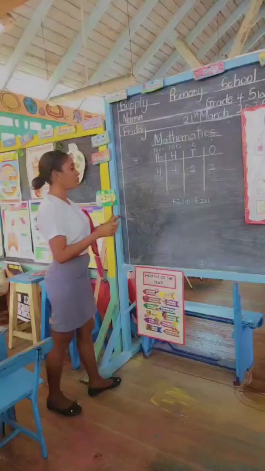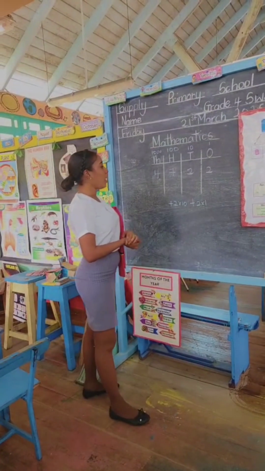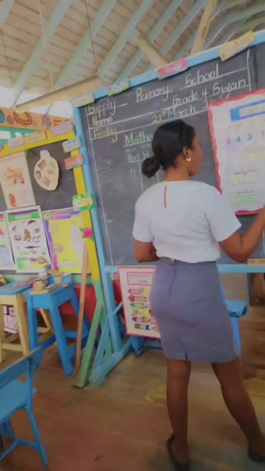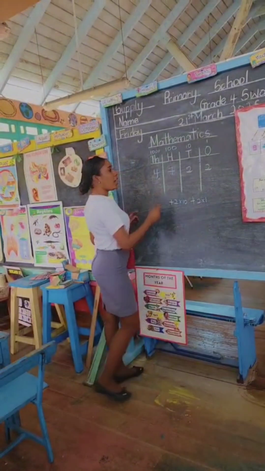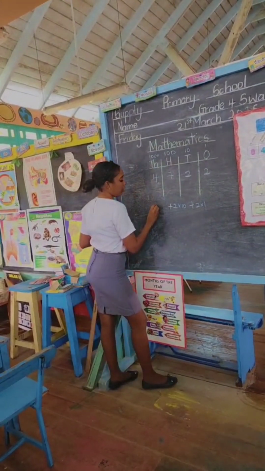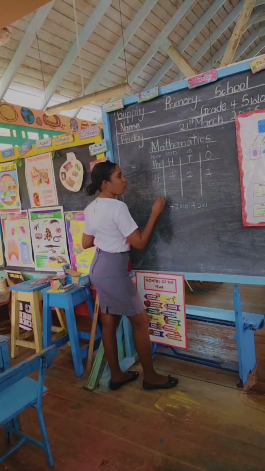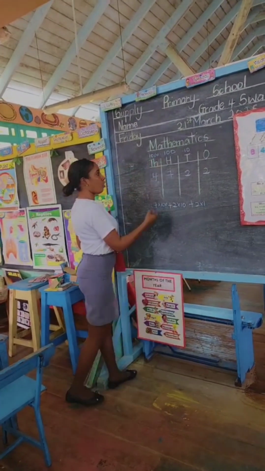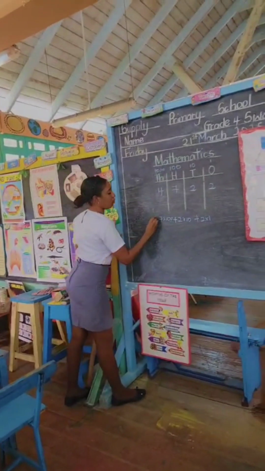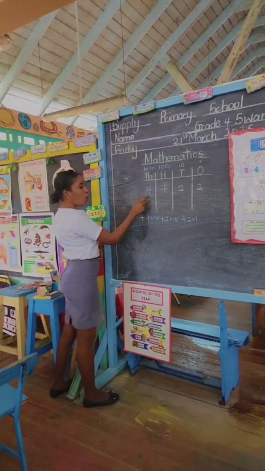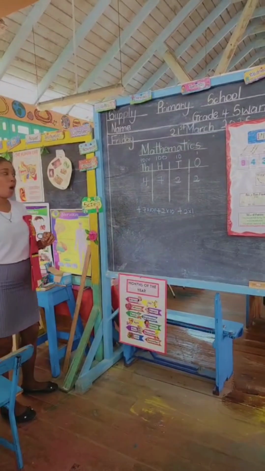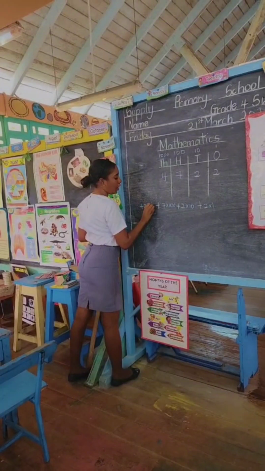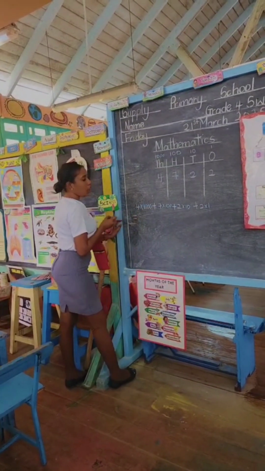Moving on. Good. Now which digit is in our hundreds column? Who can tell me? Yes, Michael, we have 7. 7 is in our hundreds column. So what do I write? 7 times 100, because 7 is in which column? It is in our hundreds column. Moving on. We have 4, and 4 is in which column? Thousands column. So what would it be? 4 times 1,000.